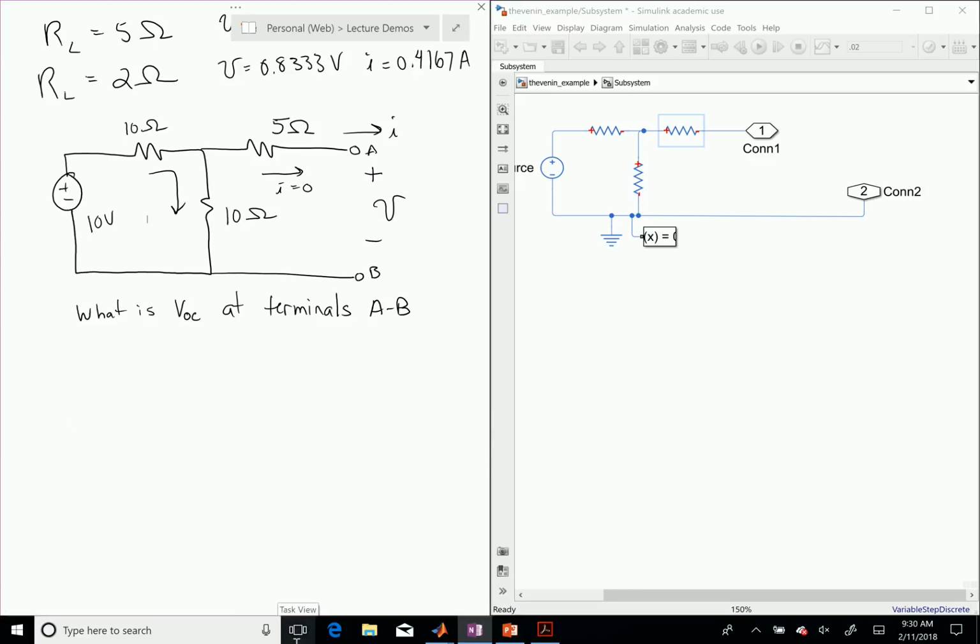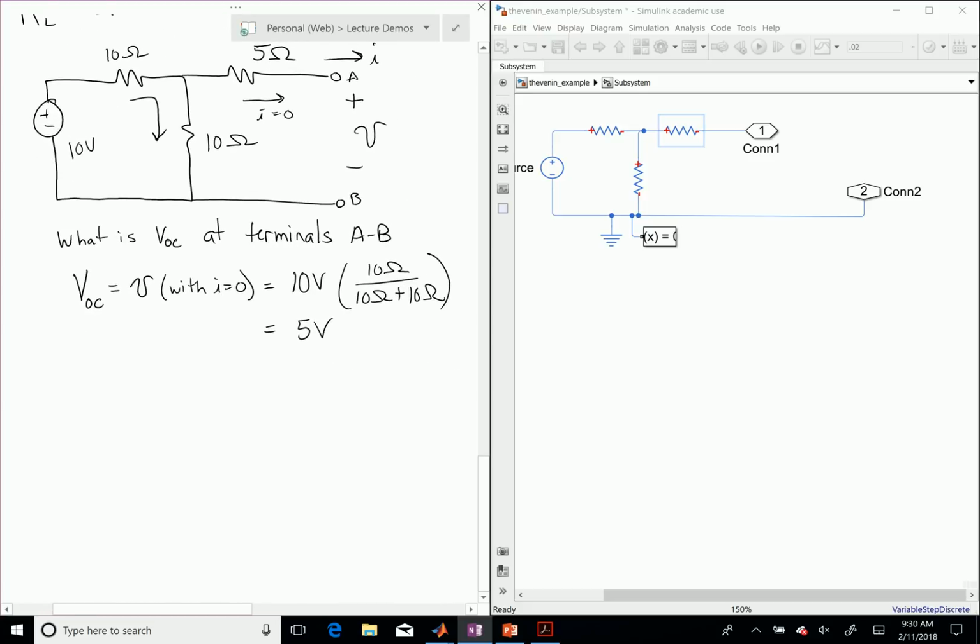So if that's the case, I basically have a voltage divider. So I know that VOC, I'll write it this way, with I equal to 0, has to be 10 volts times 10 ohms over 10 ohms plus 10 ohms. Do your math on that, and it quickly works out to be 5 volts. Okay, so my VOC has to be 5 volts.